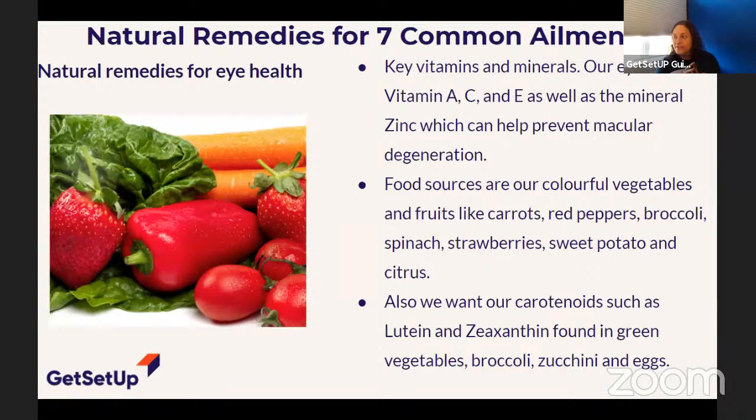Also the carotenoids, the lutein and zeaxanthin. Zeaxanthin, it's hard to say it, but it's called zeaxanthin and lutein. They are found in green vegetables, broccoli, zucchini, and in eggs. All of those things are great for your eye health.